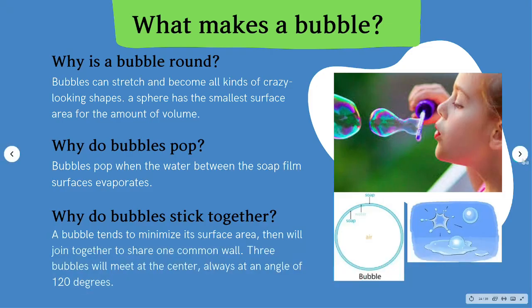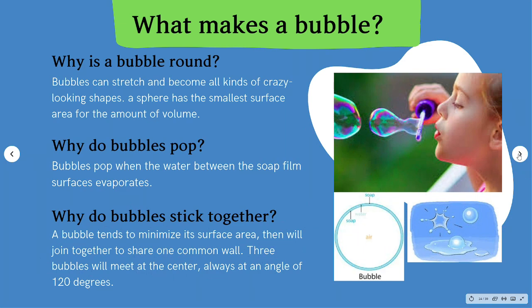I know you're all wondering why is a bubble round. Okay, bubbles can stretch and become all kinds of crazy looking shapes, but a sphere has the smallest surface area for the amount of volume. And why do bubbles pop? Bubbles pop when the water between the soap film surfaces evaporates. And also maybe you're asking, why do bubbles stick together? A bubble tends to minimize its surface area, then will join together to share one common wall. Okay, so three bubbles will meet at the center, just like this, and then always at an angle of 120 degrees.